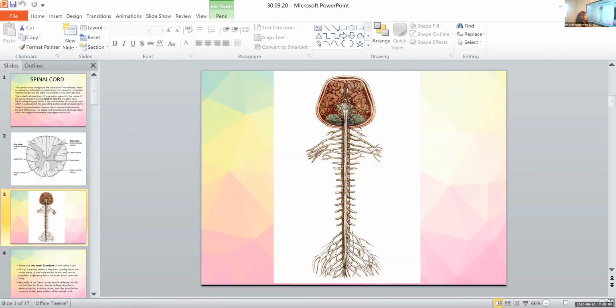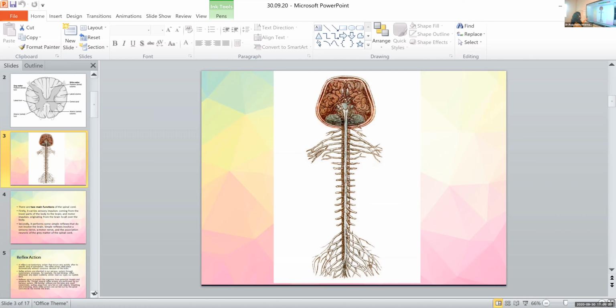Ascending tracts carry information from the rest of the parts of the body through the spinal cord and send it to the brain. And descending neural tracts come down from the brain: they collect information, and then through the spinal cord it is sent to the rest of the parts of the body. That is about the ascending and descending neural tract.